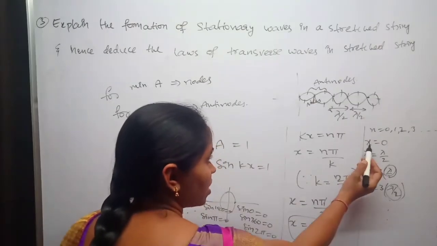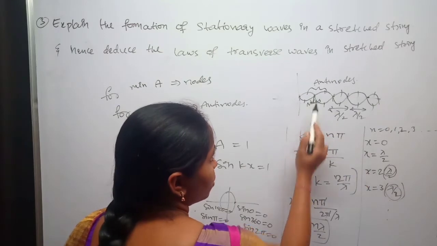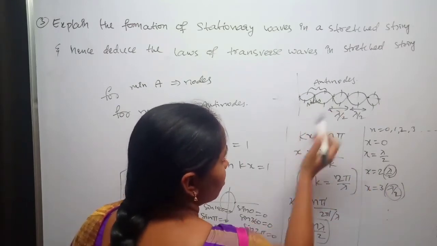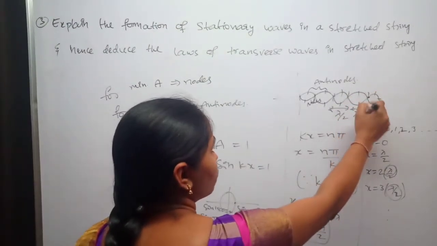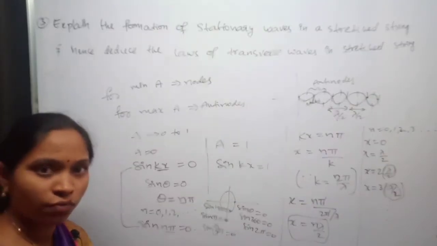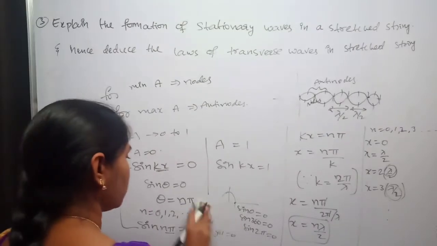And these are the positions of nodes. First node is at x equals 0 position, next is at x equals lambda by 2 position, and next one is x equals 2 lambda by 2 position. 2 lambda by 2, 3 lambda by 2, 4 lambda by 2, 5 lambda by 2, and so on. These are the positions of nodes. And coming to the positions of antinodes.